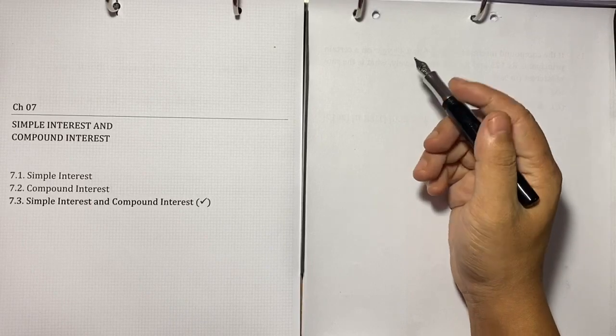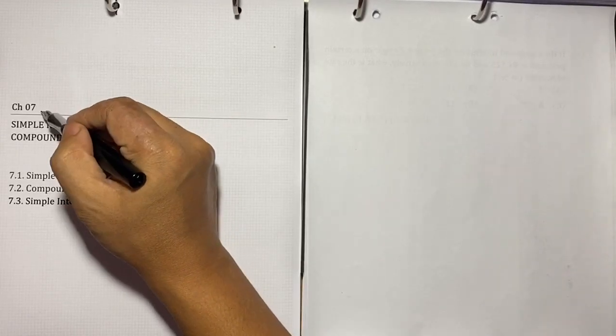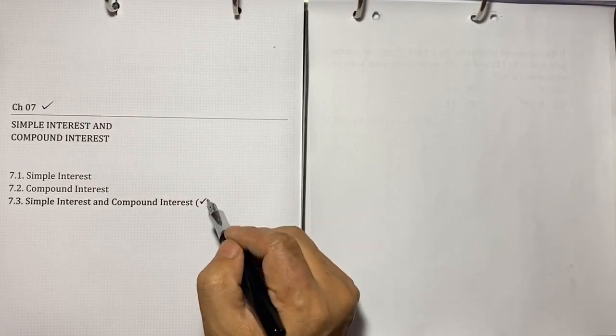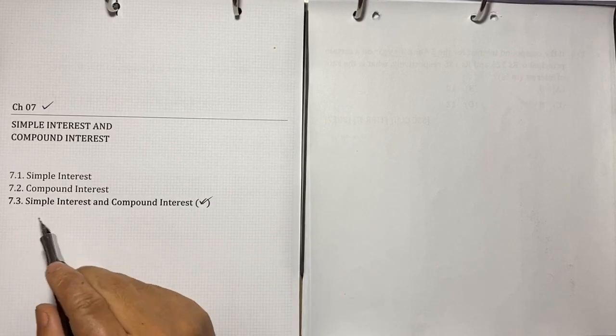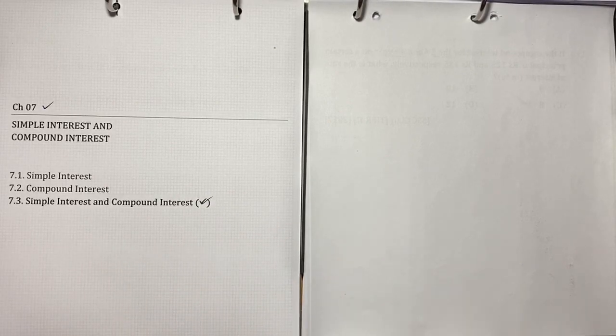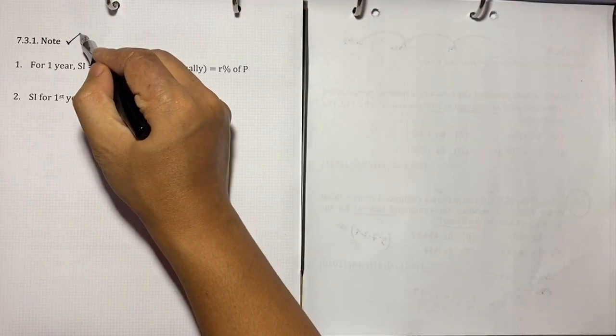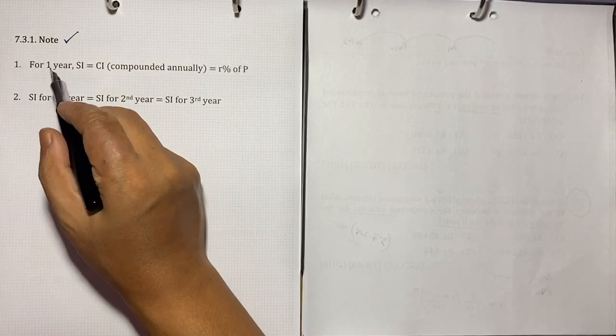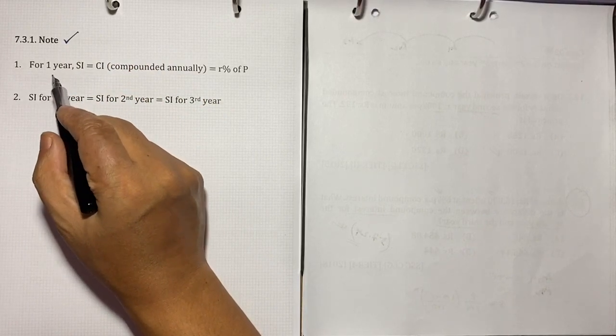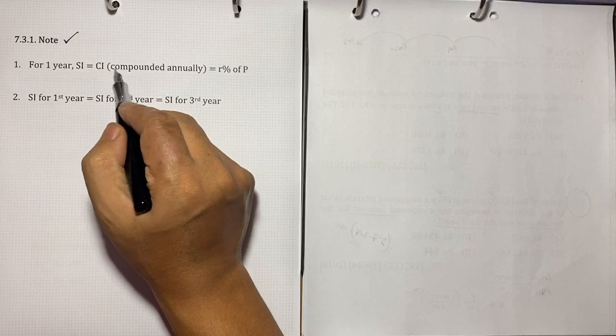Welcome to Concepts. Chapter 7, Simple Interest and Compound Interest. Section number 3, Simple Interest and Compound Interest. Topic number 1, Note. Point number 1: for 1 year, simple interest and compound interest are the same.